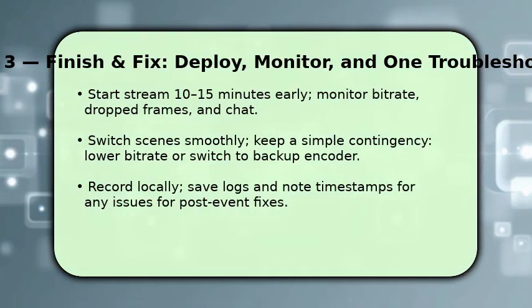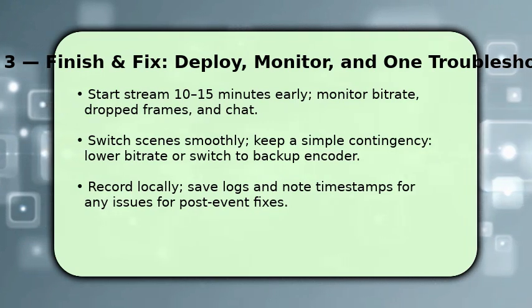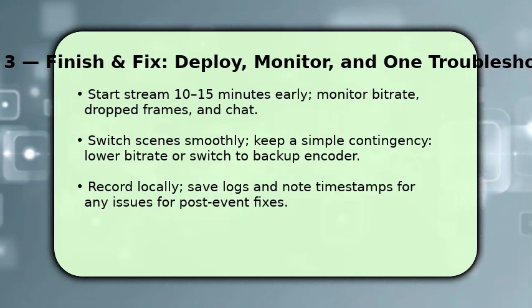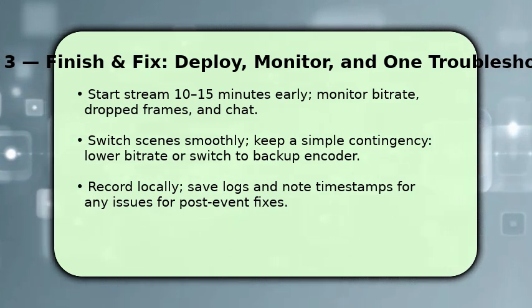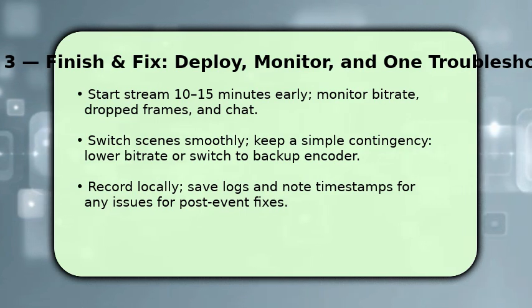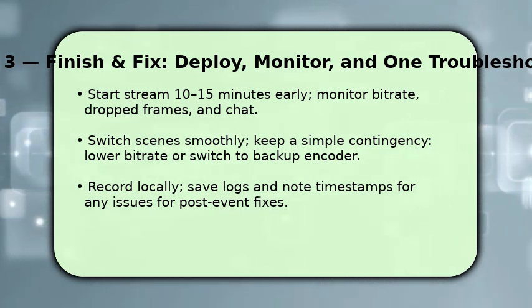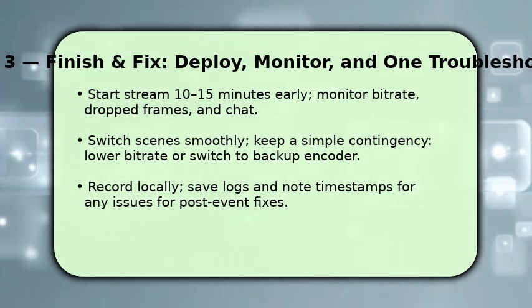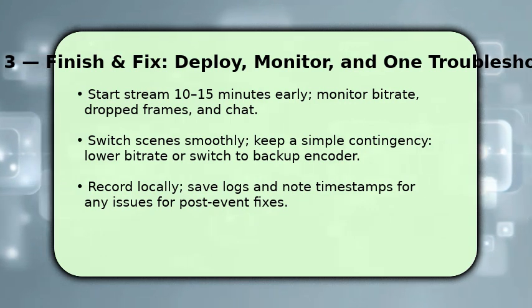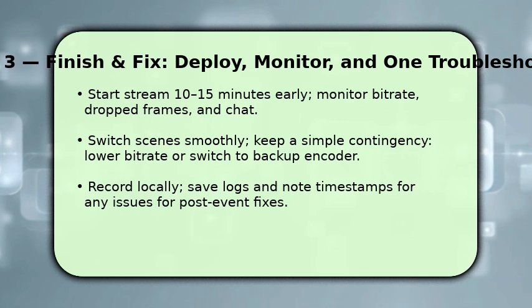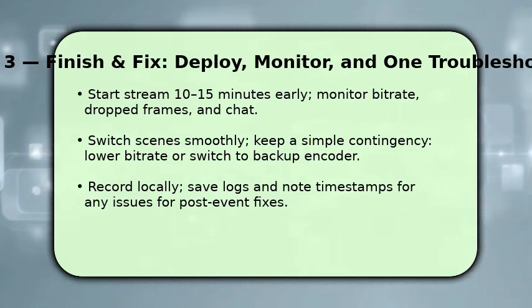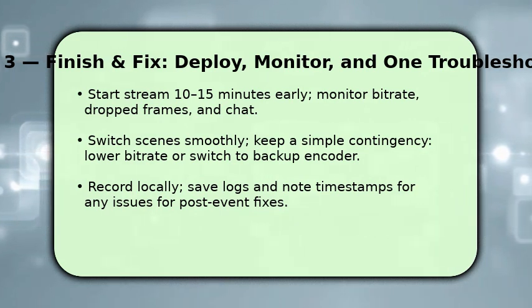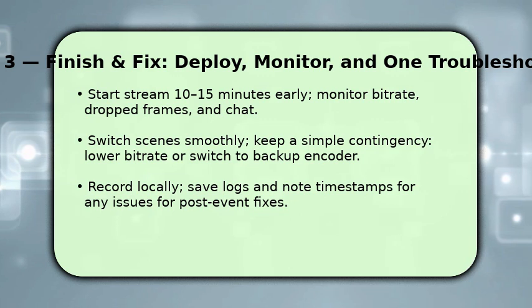You go live when everything reads green. Start 10-15 minutes early to greet viewers and spot issues. During the broadcast, watch bitrate and dropped frame counters, keep an eye on chat for audience feedback, and switch scenes deliberately to maintain flow. If network problems arise, reduce bitrate or switch to your backup encoder immediately and tell viewers about a temporary issue so they stay informed. After ending the stream, save a local recording and logs, because those files are how you diagnose and fix any lingering problems.